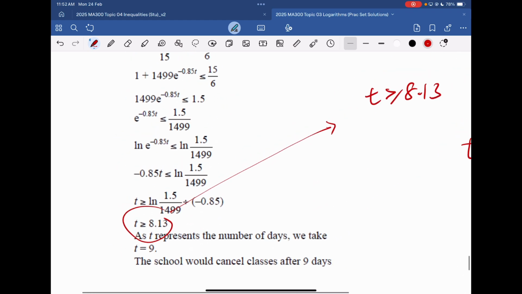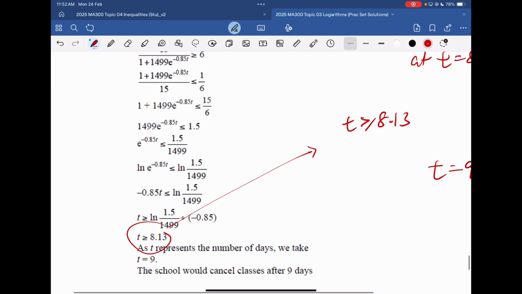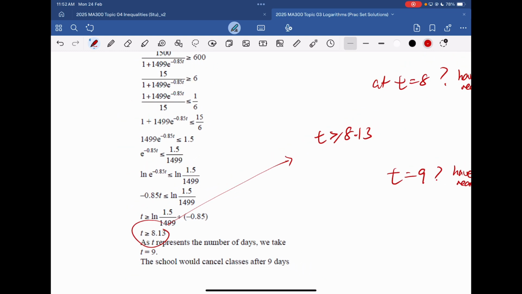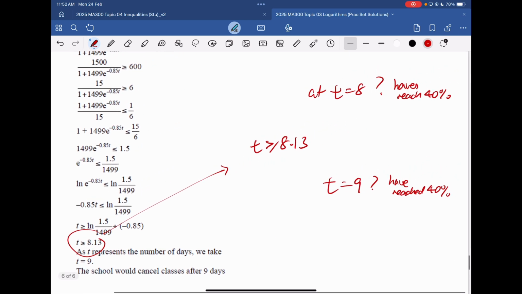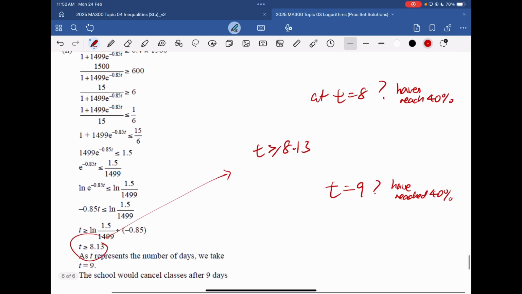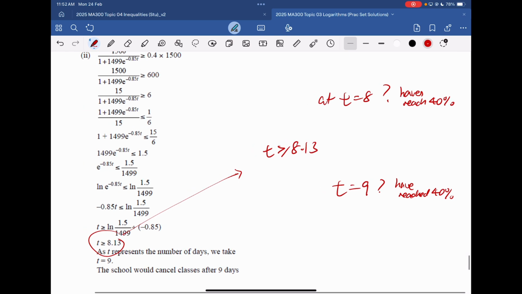If you don't use the inequality sign, it's okay, because you haven't really learned it yet. Correct, because at day 8, you have not reached 40%, but at day 9, then I have reached. Okay?